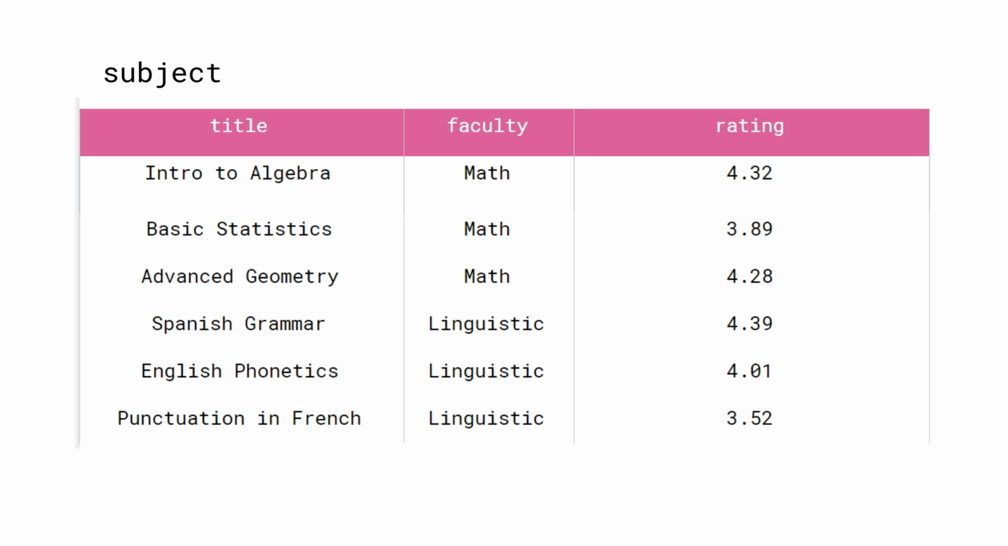Take a look at the table, which we are presenting on the screen right now. It's named Subject and it presents selected subjects offered at an imaginary university. Each subject has a title, the information about the faculty which offers the subject, and the average rating provided by the students. Let's say we now want to find all courses which are offered in the same faculty as Intro to Algebra. How can we do that?